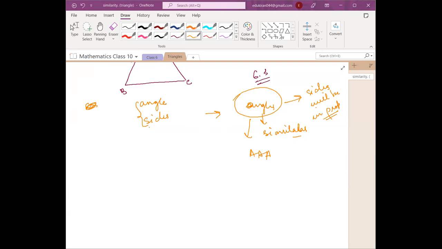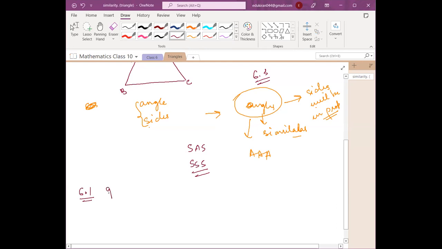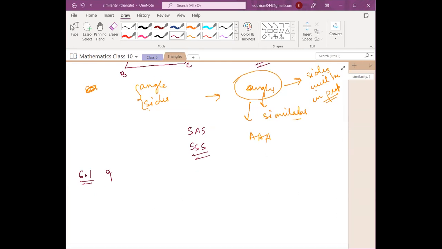Anyway, we will only show that the angles are equal, and by the AAA criterion, the triangles will become similar. Similarly, we have the SAS criterion and also the SSS criterion. Getting it? Okay, let's do the first theorem, then we will do it one by one. So theorem 6.1, I'll also do the proof. First of all, write down the statement. Oh, sorry, this is 6.1, I have to do 6.3 now. Just a minute.